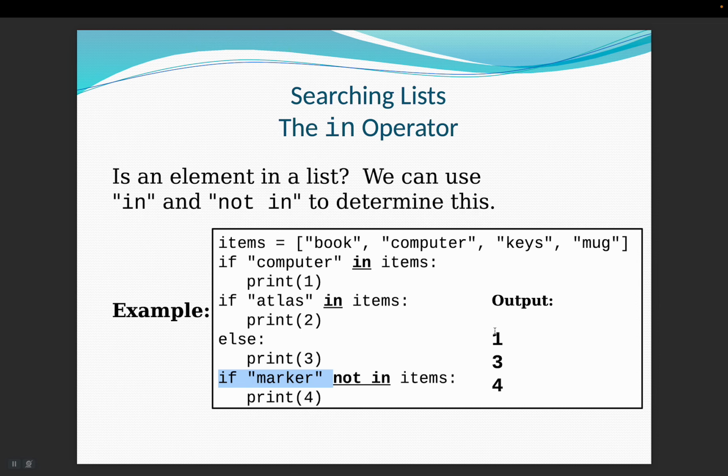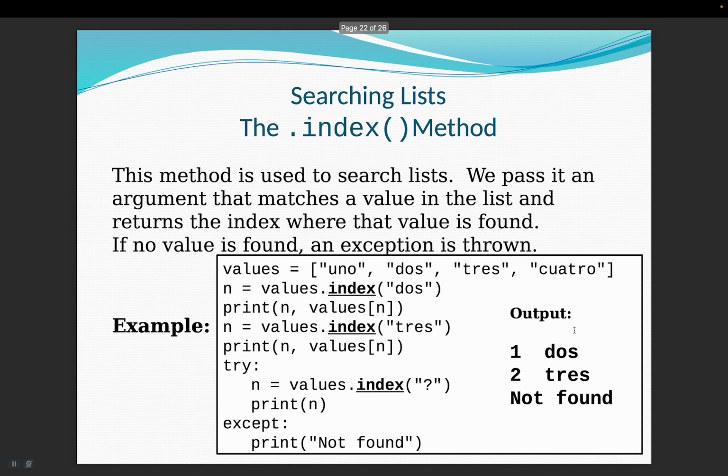So what is the output? Well, computer is in, so we print out 1. We don't print out atlas because that is not in the list. Else, print 3, so print 3. And then marker is not in the list, so we print 4. And that's what we get.